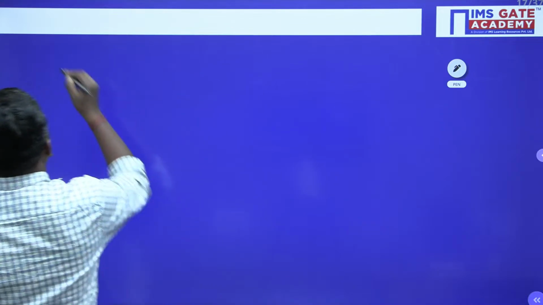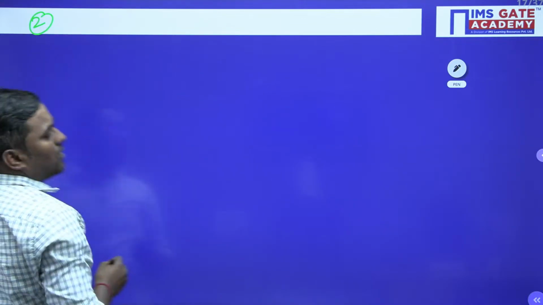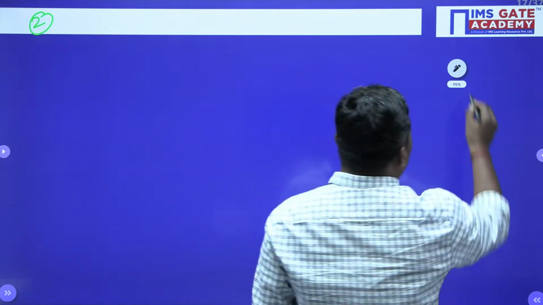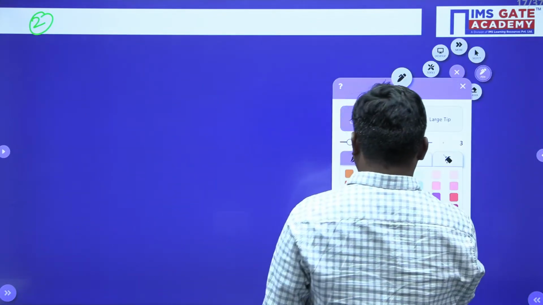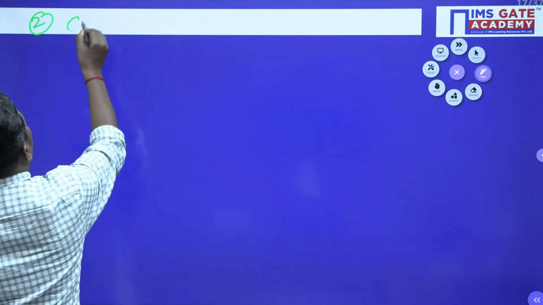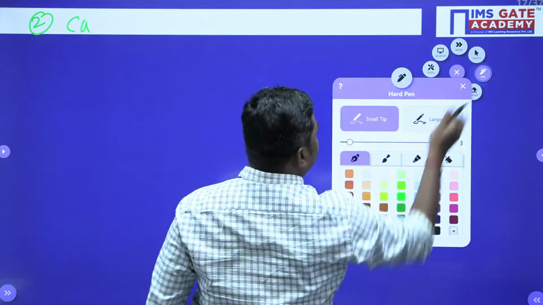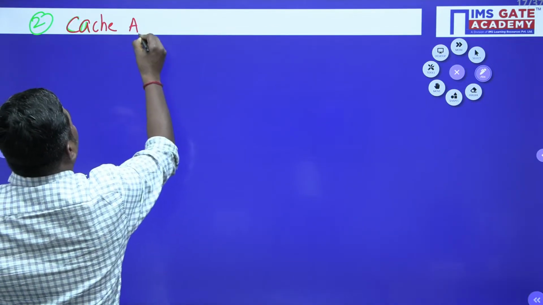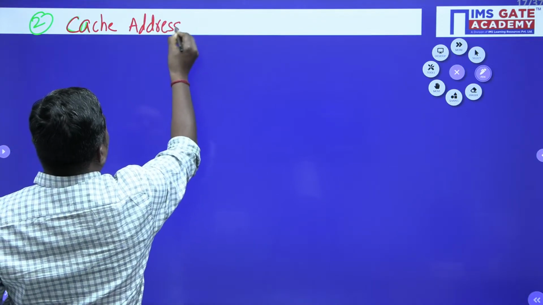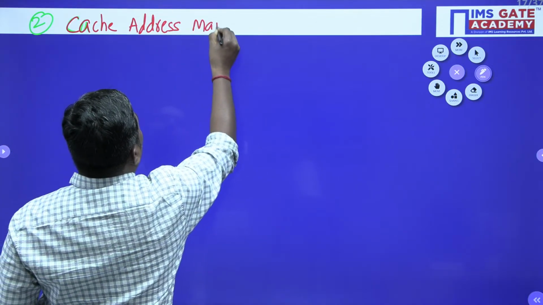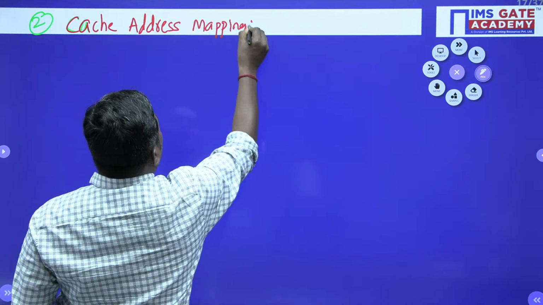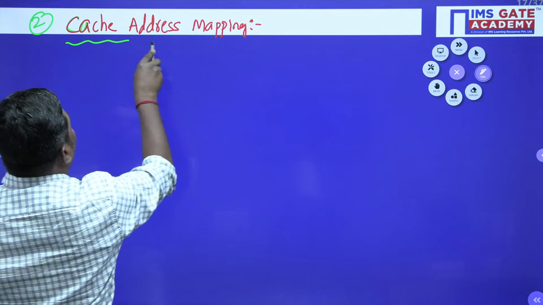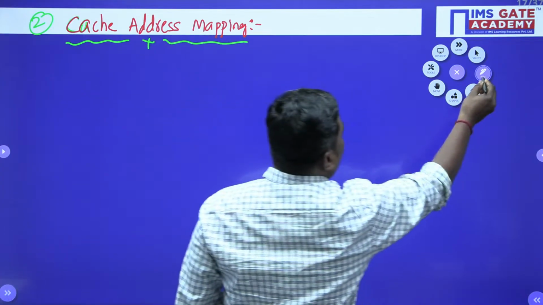So now see, the cache address mapping techniques we will observe. Now we will observe the second one, what? Cache address mapping techniques. Cache address mapping we will see. Cache address mapping we will observe now.